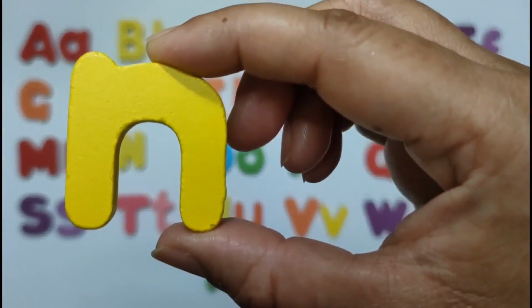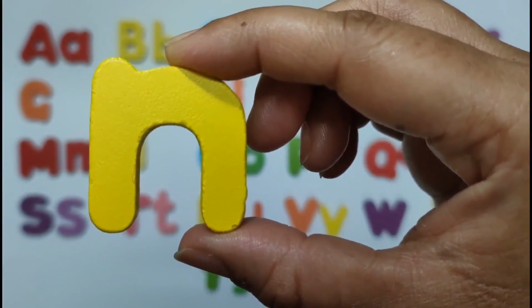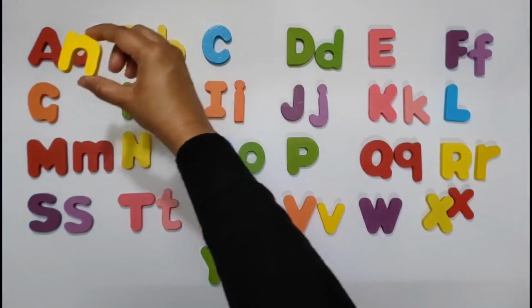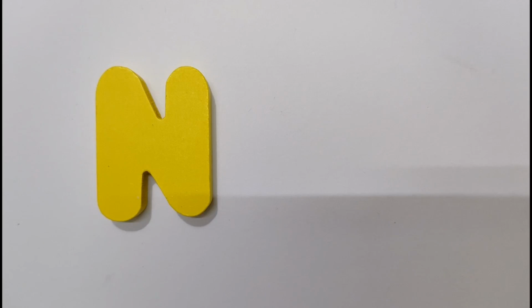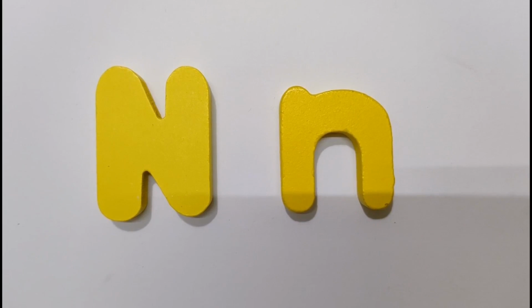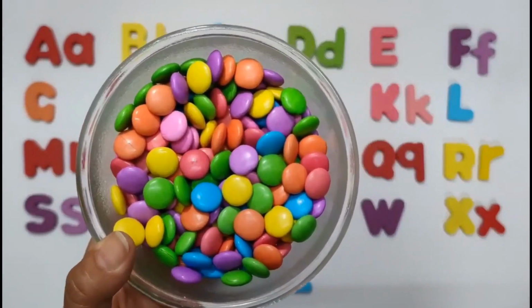What letter is this? This is lowercase letter n. Let's match it with uppercase letter n. Here it is. Uppercase N, lowercase n. N is for nose. Let's see what is hiding in the bowl this time.